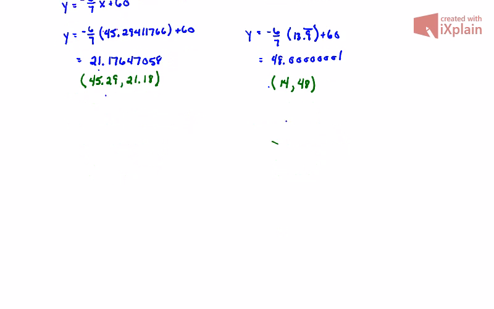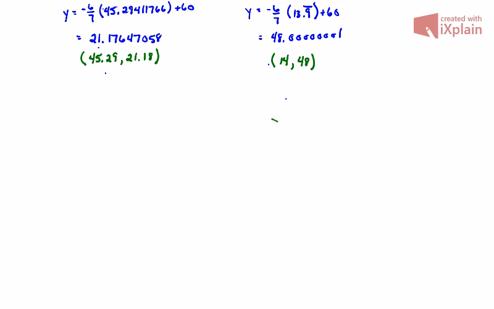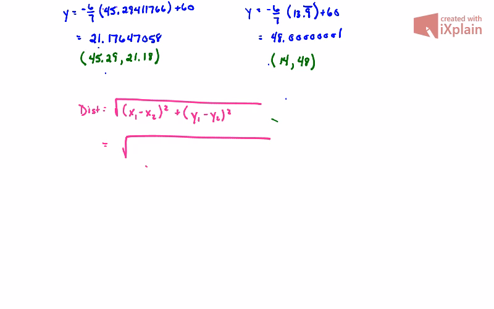So let's go all the way back down. Sorry for all the scrolling. I'm almost done, I promise. Recall that your distance formula is the square root of your first x value minus your second x value squared, plus your first y value minus your second y value squared. So in our case, we have 45.29 minus 14 squared plus 21.18 minus 48 squared.